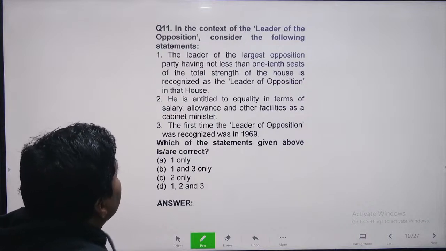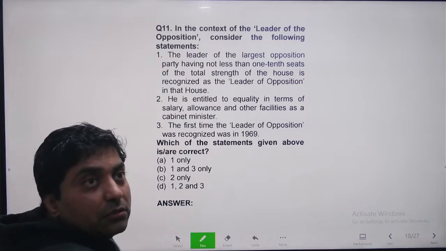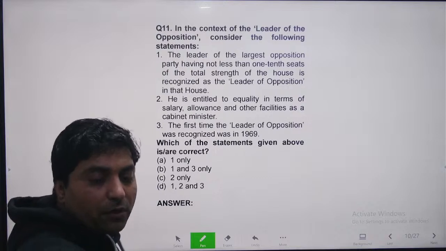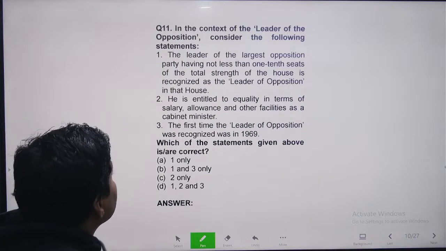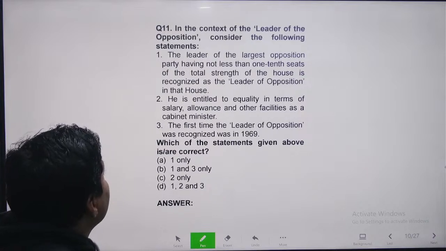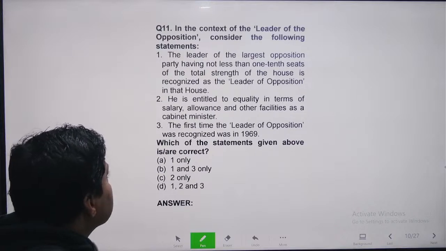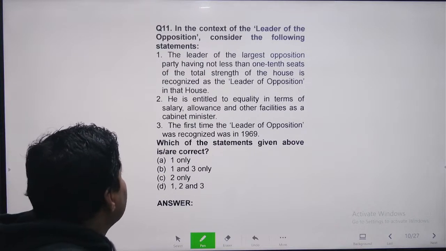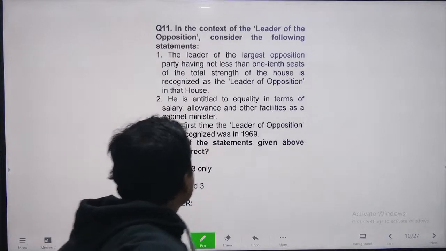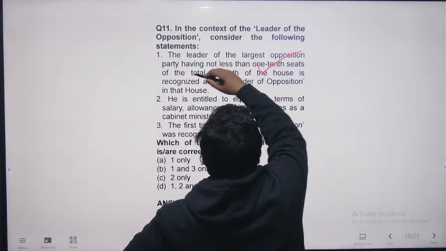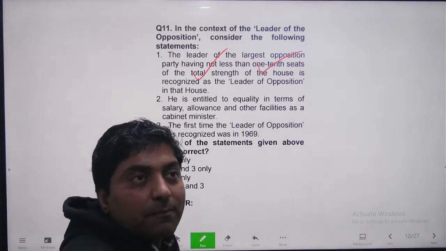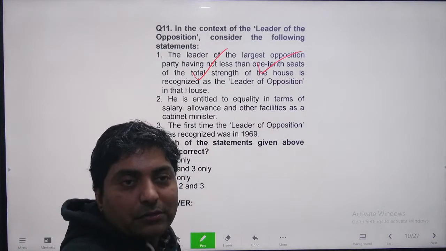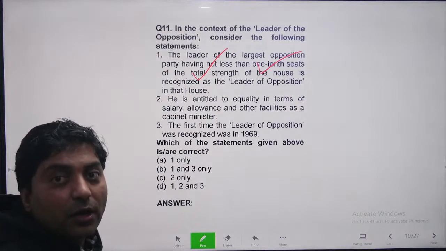In the context of the leader of the opposition, now the question comes here, leader of opposition. Consider the following statements. The leader of the largest opposition party having not less than 1/10 seats of the total strength of the house is recognized as the leader of the opposition. It is fully correct. This is a condition that a party needs to fulfill before it can be recognized as the leader of opposition.